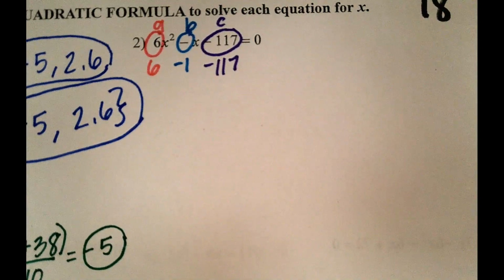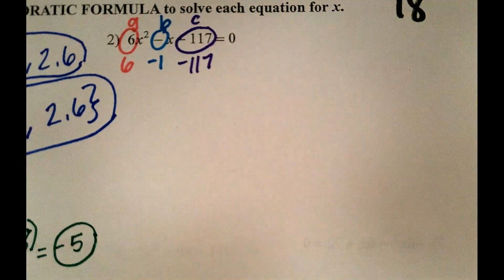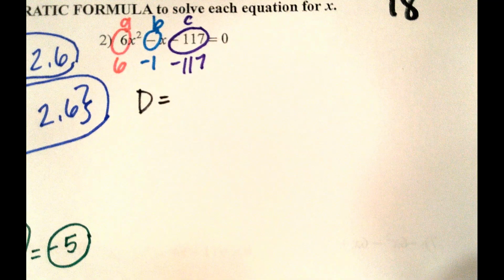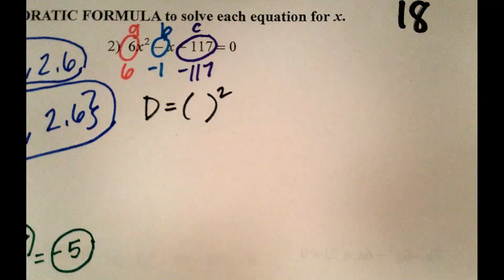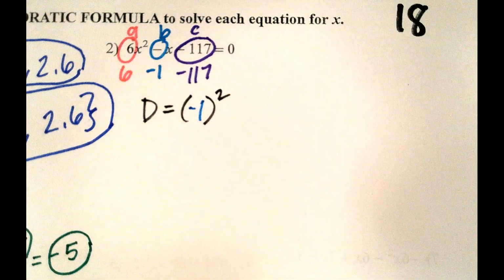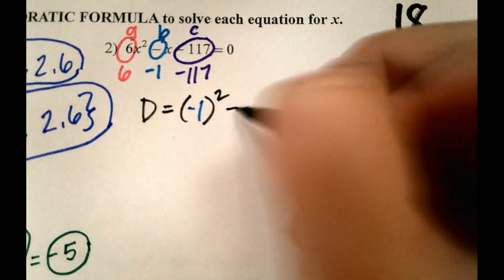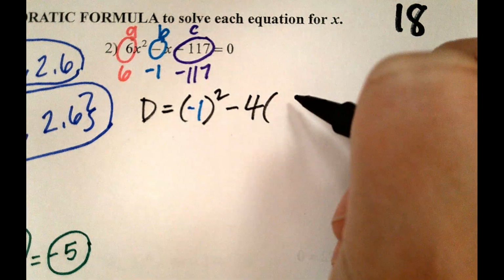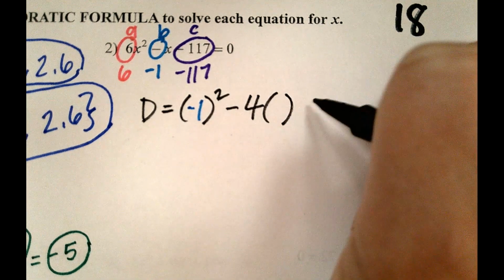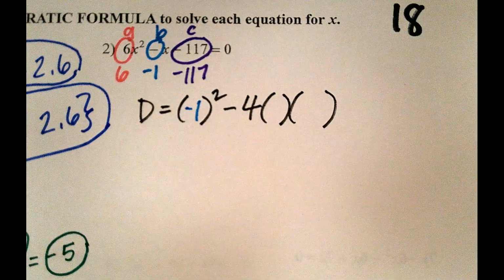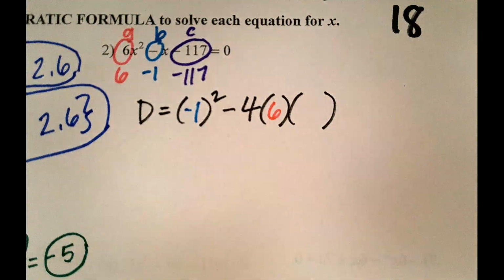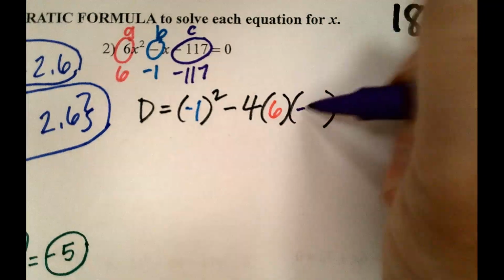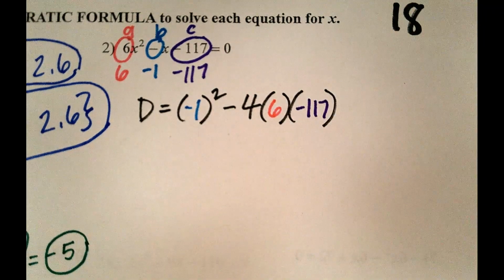Okay, so starting the process all the way over, what should I do here? B equals, yes, and then parentheses, negative 1 squared, negative 1, my B squared, minus 4, parentheses for A and parentheses for C, which is 6 and negative 117. Beautiful. 6 is A, negative 117 is C. Perfect.